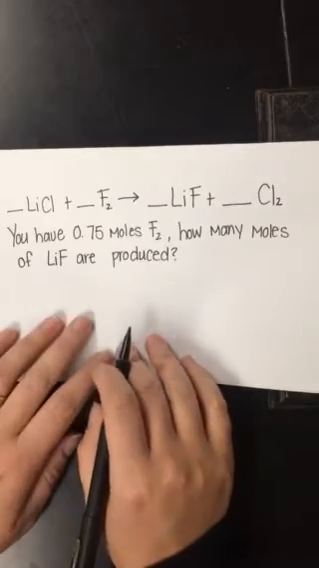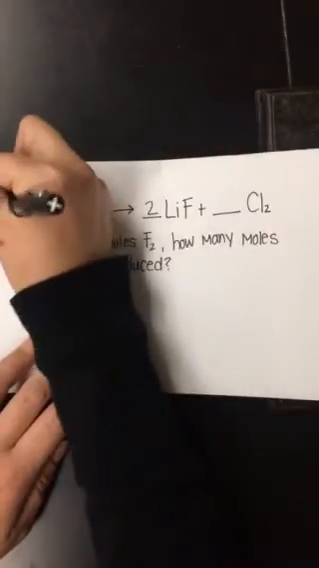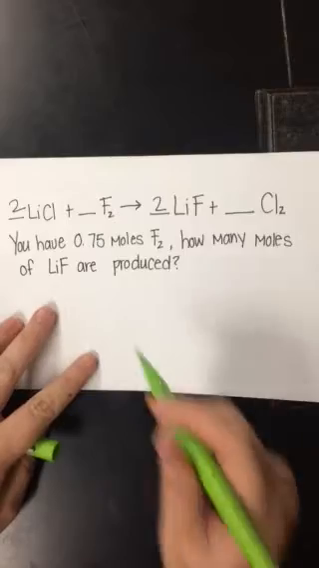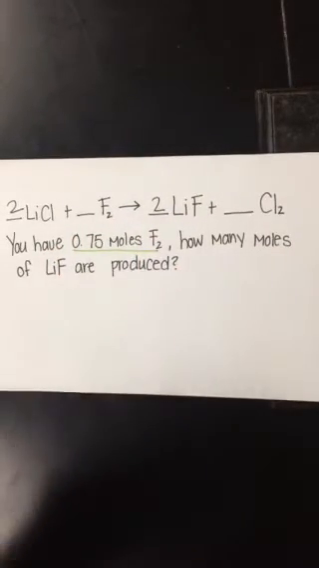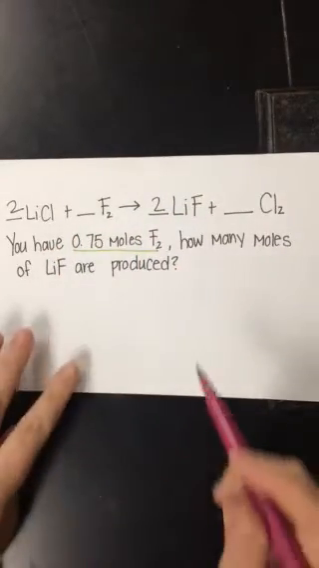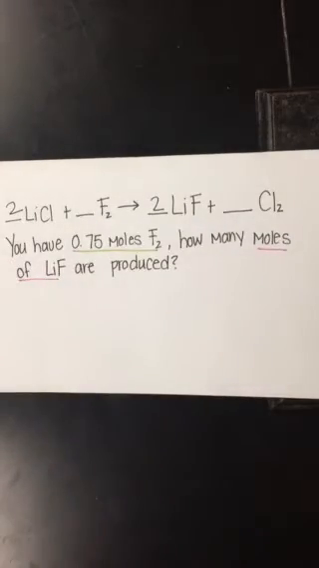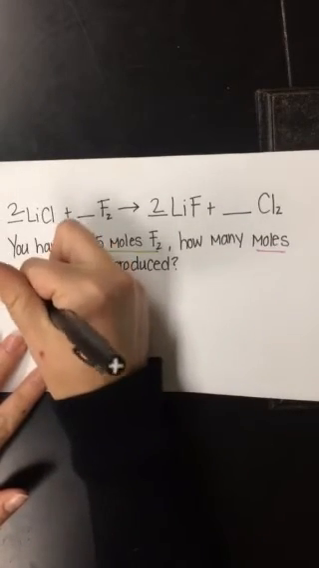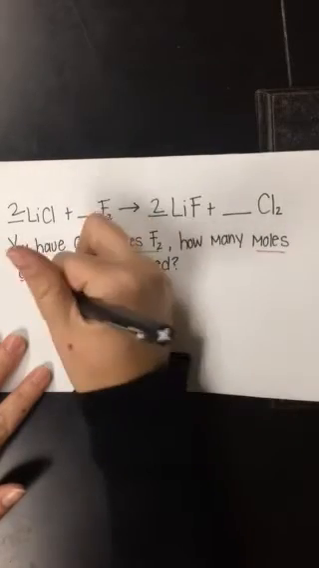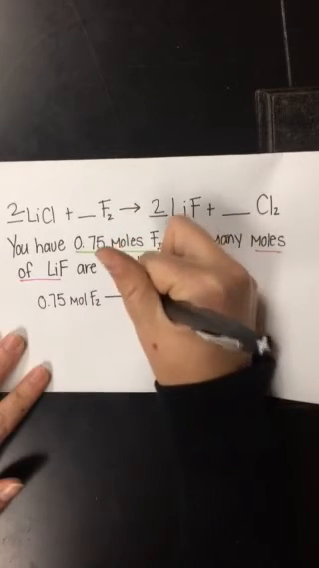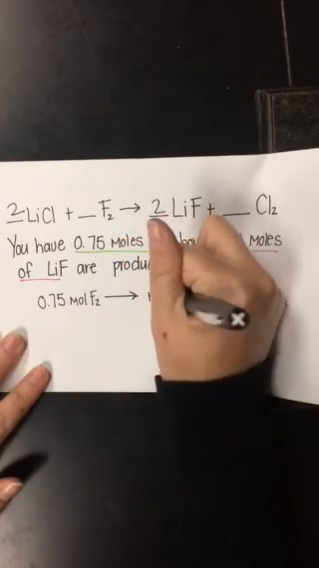Okay, hopefully you balanced it on your own and you got a 2 here and a 2 here. Go ahead and pause the video now and underline your given and wanted. Okay, hopefully you got 0.75 moles of F2 as your given, and your wanted is moles of LiF. We're going to make a roadmap, so pause the video and go ahead and make your roadmap. All right, for your roadmap, you should have 0.75 moles of F2 goes to moles of LiF.